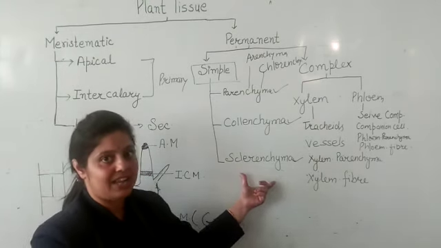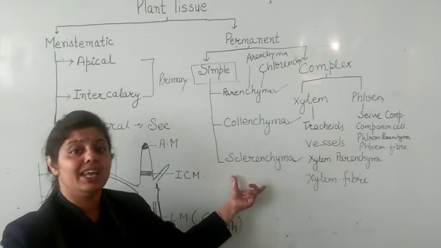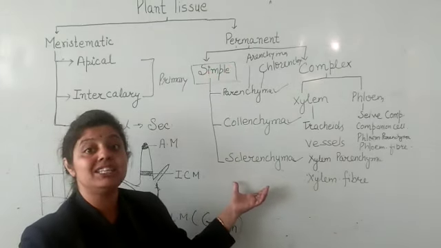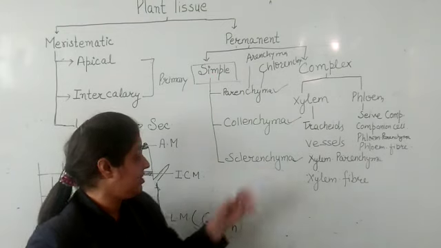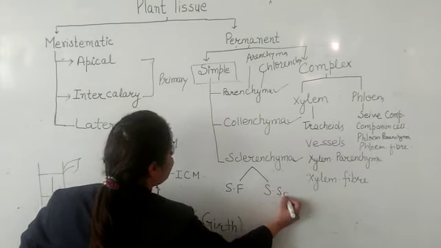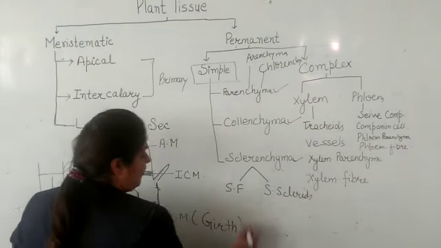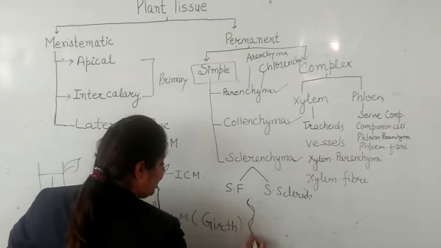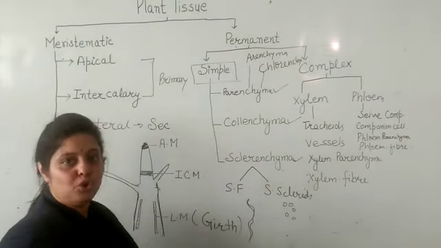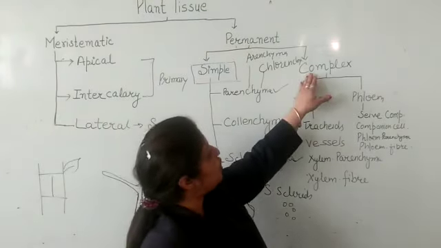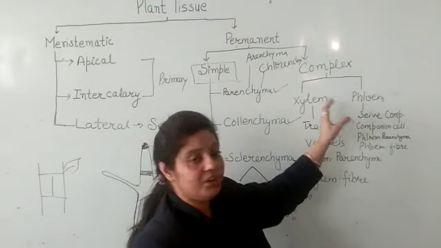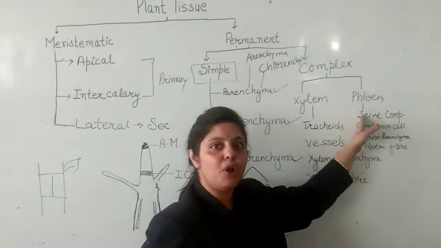Come down to the sclerenchyma. Sclerenchyma is the dead tissue. It is the permanent tissue which makes the plant parts dead. It is further of two types, sclerenchyma fibers and sclerenchyma sclereids. Fibers, as you know, are elongated cells, and sclereids are circular or globular stone cells. Now coming down to the complex plant tissue. Complex permanent tissue is further divided into xylem and phloem.